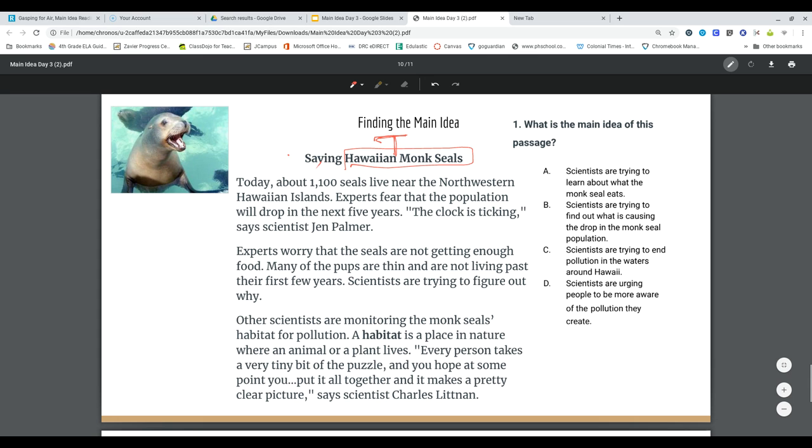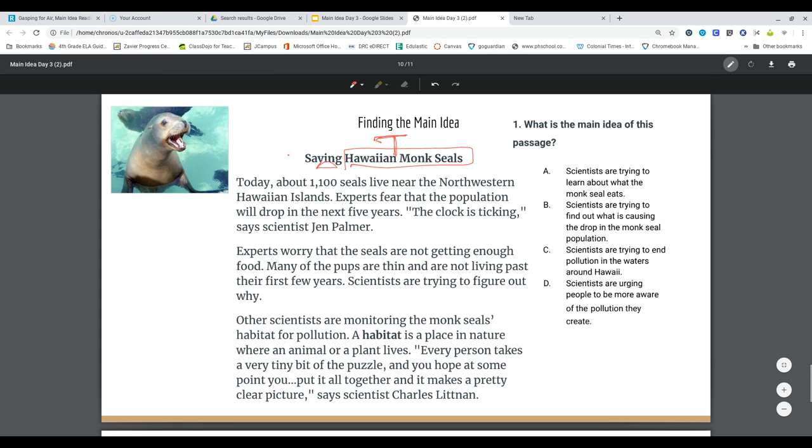And I noticed the term saving. So now I'm kind of interested to see, what is saving? Why do they need to be saved? How do people plan to save them? What is it they're going to tell me? So then I would go ahead and continue to read the passages and look for that main idea.